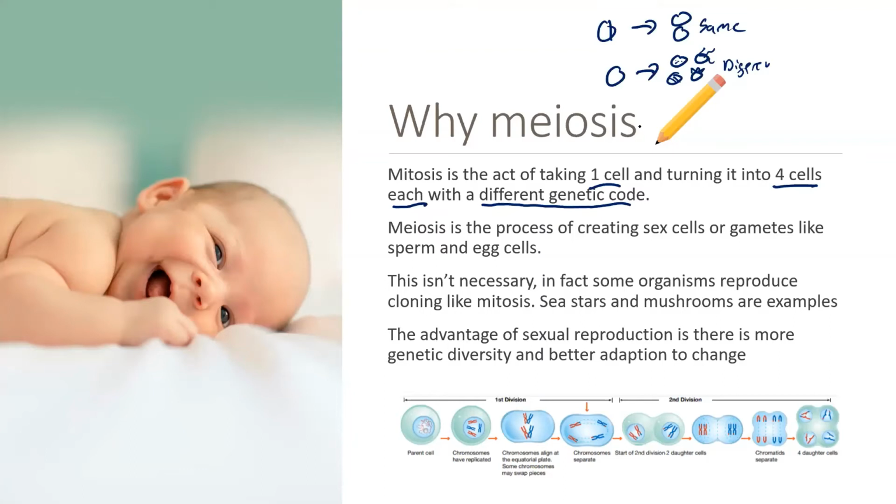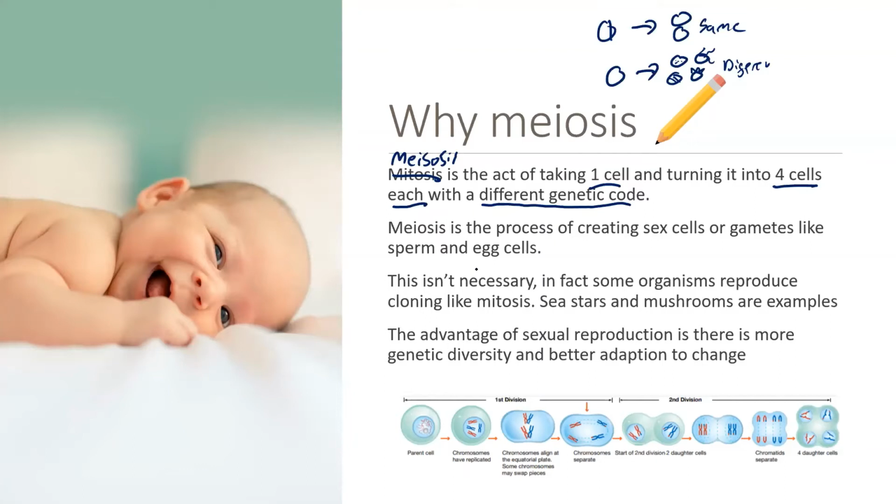Down the bottom, yeah. For the first point that says mitosis is the act of taking one cell and turning it into 4 cells, that should be meiosis, yeah. Is that your point? Because you are completely right there. That was a typo on my half here. Mitosis is the act of taking one cell turning it into 2. Yeah, this one here is correct though.